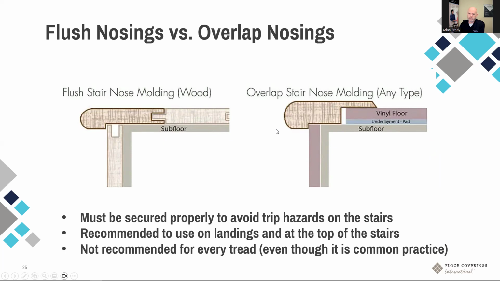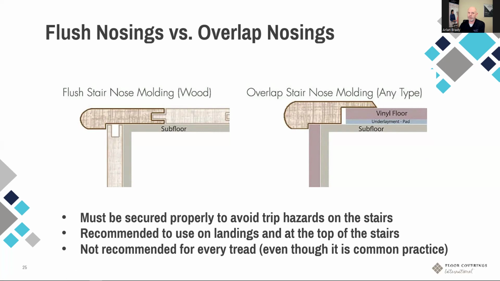Now, in both of these cases, these noses must be properly secured in order to avoid trip hazards. What will typically happen, especially with overlap stair noses, is that as weight from the user gets applied to the edge of the stair nose over and over again, it loosens the bond of the adhesive, and many times you'll find these stair noses coming off. So it is typically recommended that nosings, whether flush or overlap, be used on landings or at the top of the stairs.